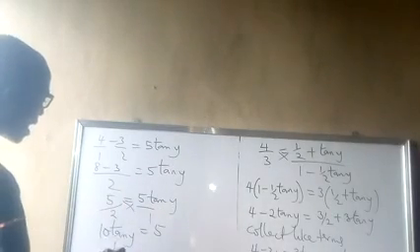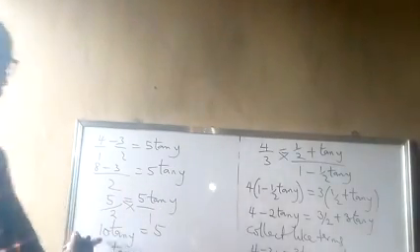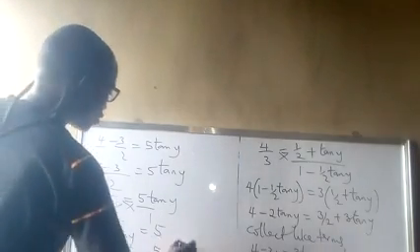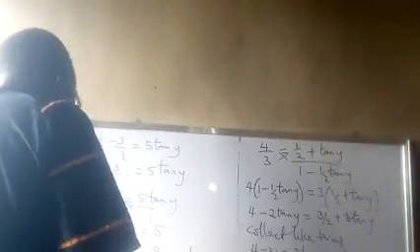So to make tan y the subject, divide both sides by 10. Then we have 5 all over 10, and that is 1 over 2. So tan y is equal to half. That's as simple as that. And let's look at another example.